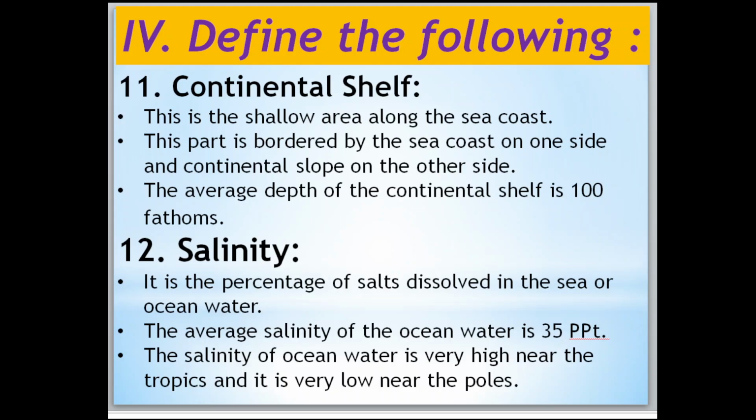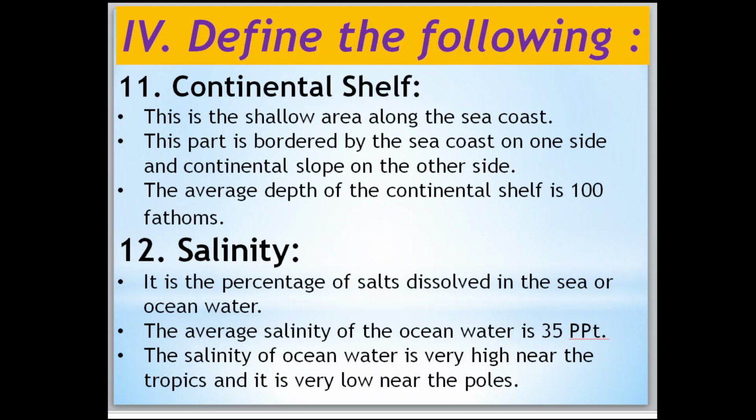In that 11th, continental shelf. This area we are going to consider as a shallow area along the sea coast. This part is bordered by the sea coast on one side and the deep sea on the other side. The average depth of the continental shelf is 100 fathoms.